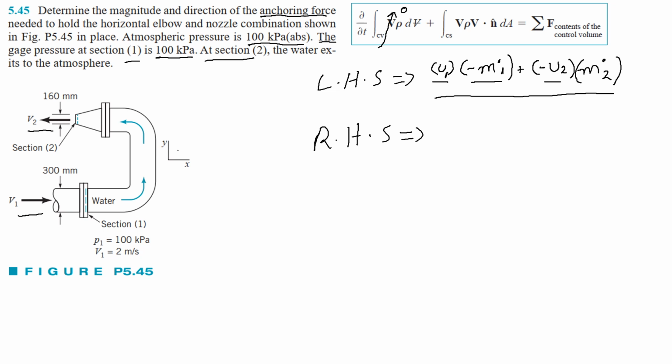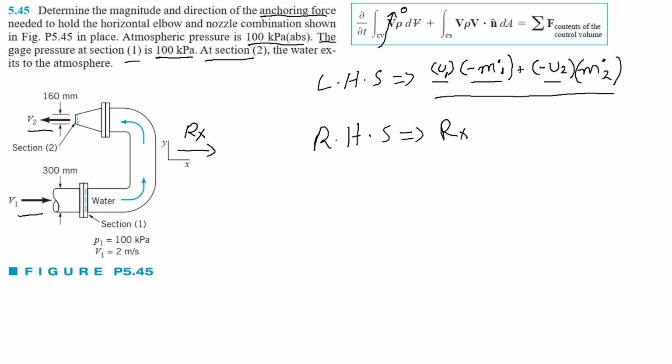So what I am going to assume is that it is along the positive x, and I am going to call it, let's say, Rx. That is the anchoring force that is required to hold this assembly, and I have assumed it to be in the positive x direction. So I would write the right hand side as Rx.